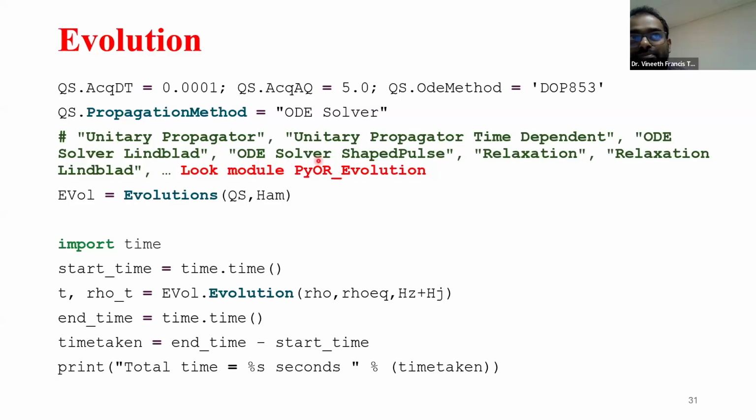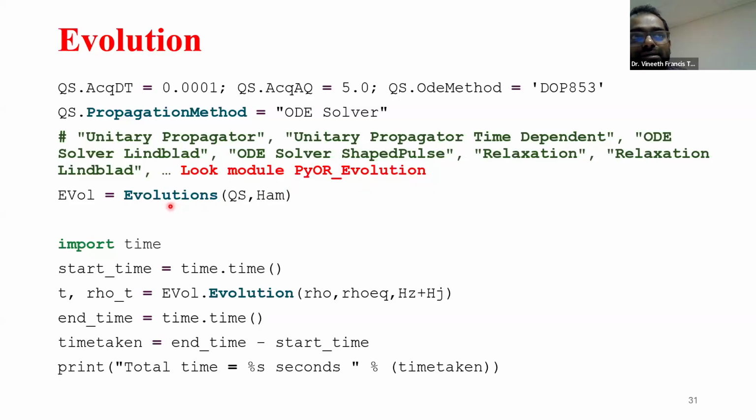Then if you want to solve shaped pulse, you can use this option. Then there is relaxation in Liouville space. We'll use this to have exponential propagation with a relaxation superoperator. This is the case of Redfield, and this is for Lindblad. And all possible options you can check in the PyOR evolution module.